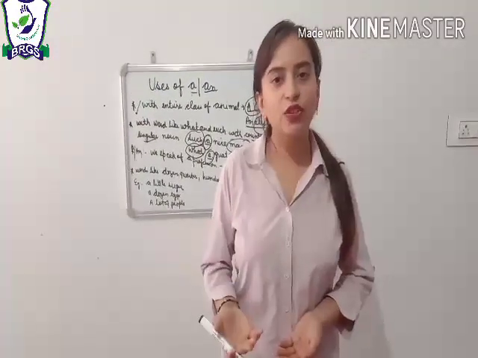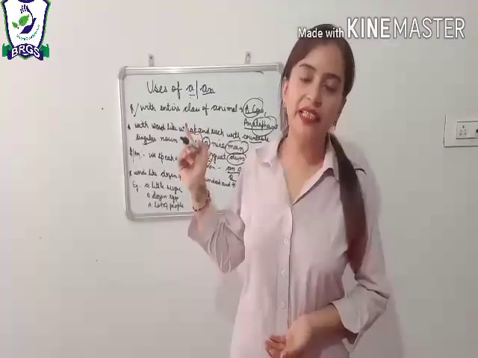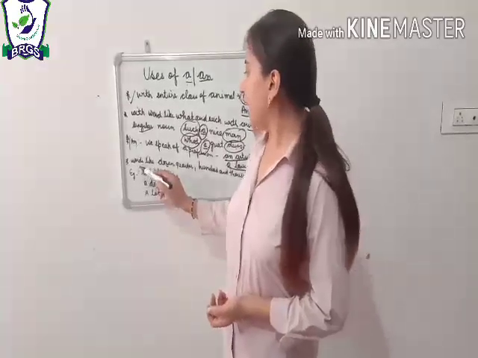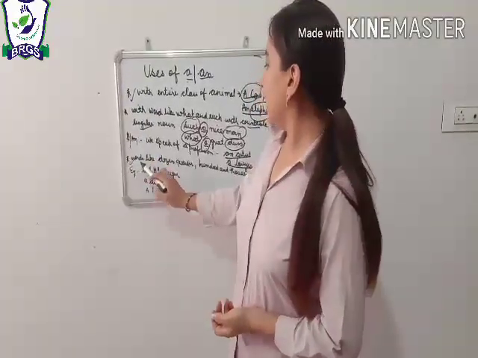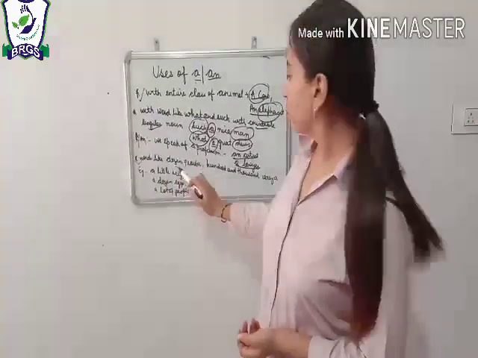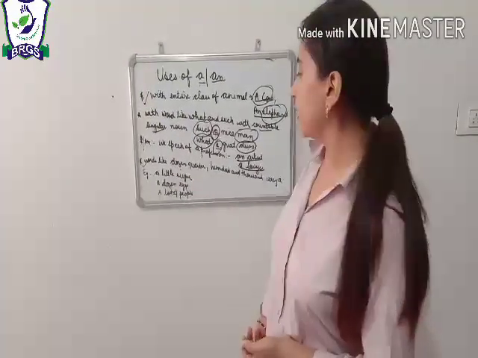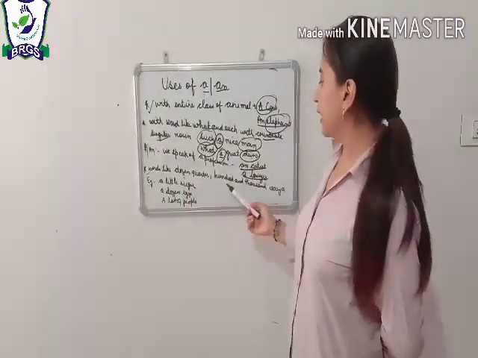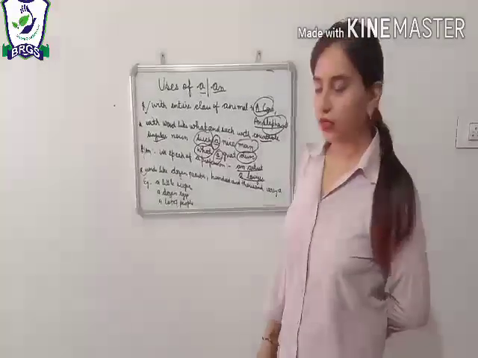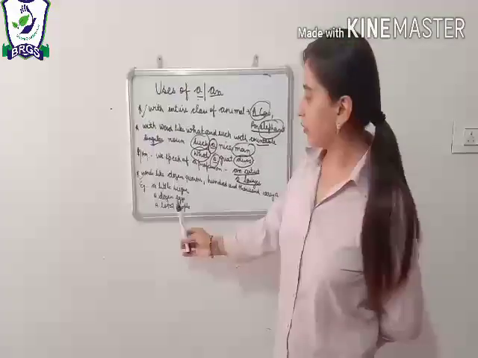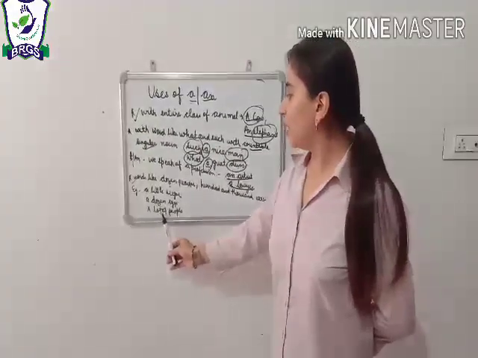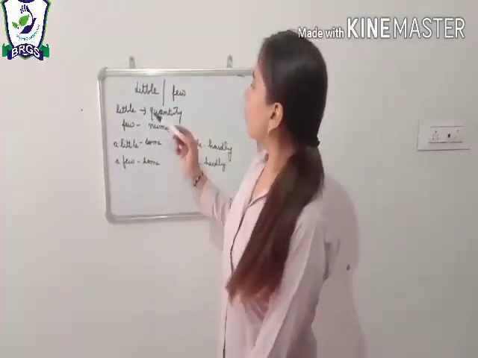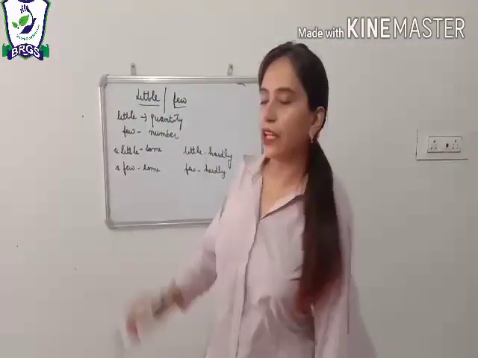And the use of a and an, as I have already told you, completely depends upon the sound of vowel and consonant. And we are using a with words like dozen, quarter, 100, 1,000 and lot. For example, a little sugar, a dozen eggs, a lot of people. Understood? Now we are going to learn the difference between little and few.